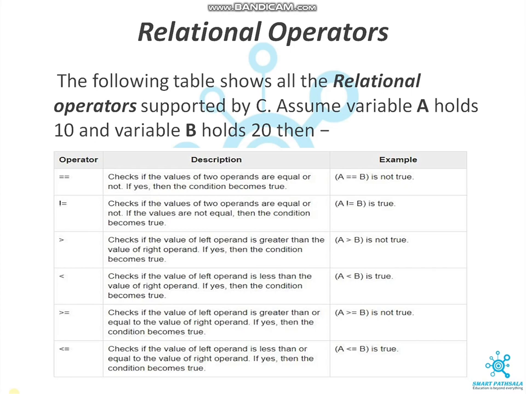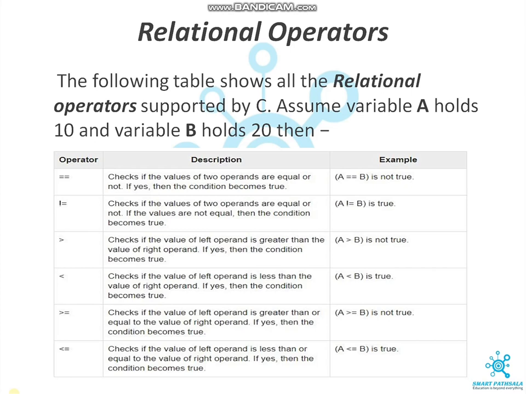Next one is what? Less than. So here yes, obviously 10 is less than 20, so the less than condition is true. Again the next one is greater than or equal to. Checks if the value of left operand is greater than or equal to. Previously we have seen only greater than or less than. Now here with greater than and less than, one more condition is added, that means equal to. Okay, greater than or equal to and less than or equal to.